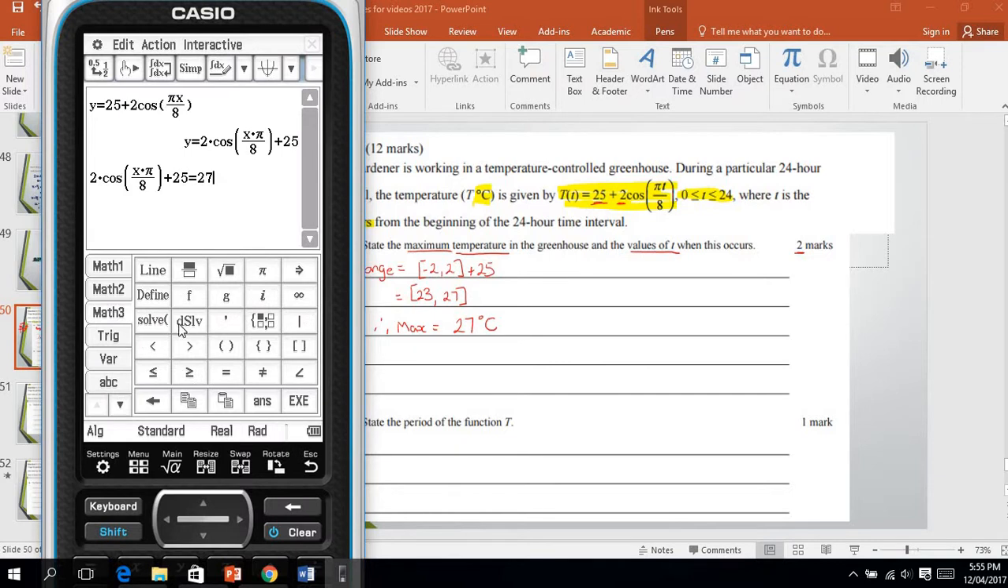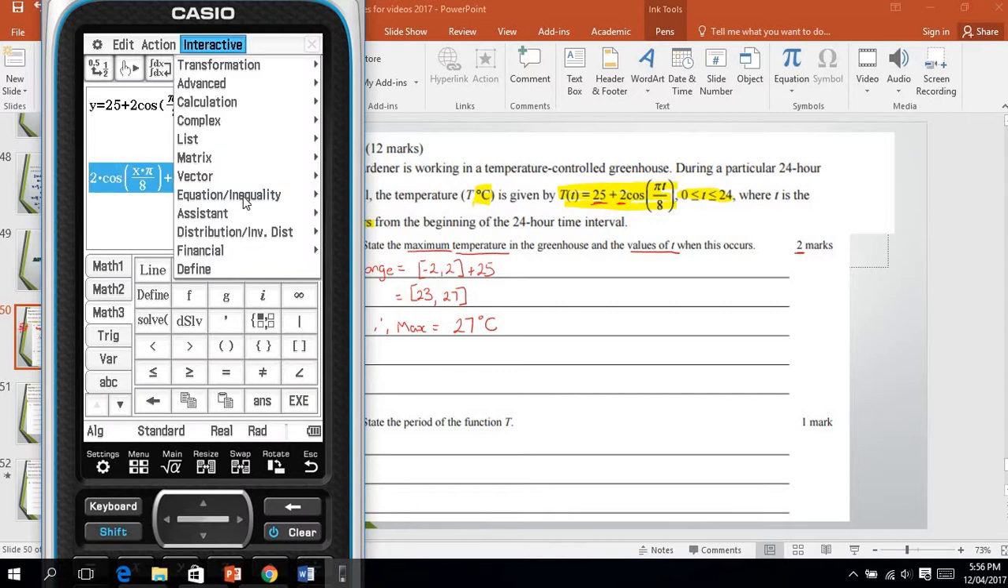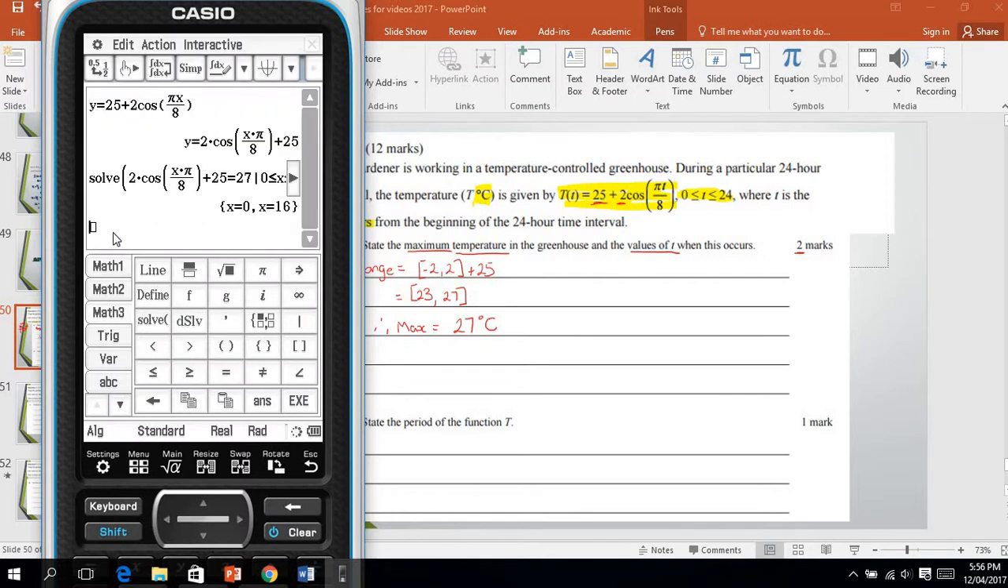Within the Math 3 menu, there is a "given that" sign, so we're wanting to solve this equation given that our domain, given that 0 is less than or equal to our value of x, which is less than or equal to 24. So that's our domain. If we now highlight this, we can say interactive, equation, solve, and we want to solve this.